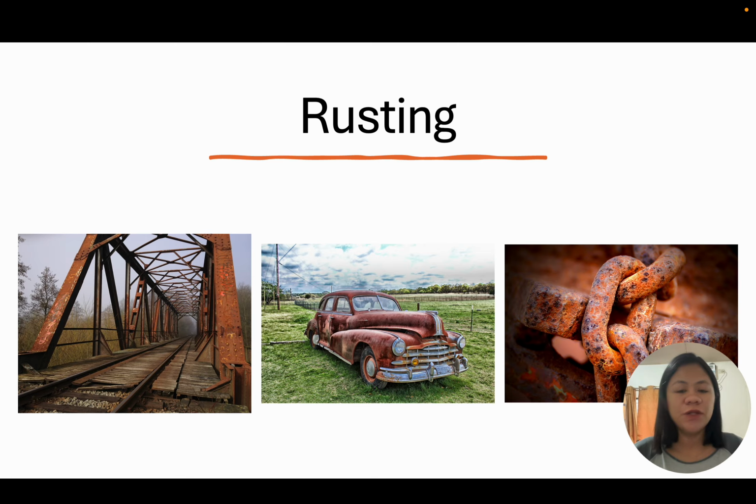And another one is rusting. If we leave our metals in open air, eventually it will lead to rusting. This is an example of a chemical reaction because once the metal undergoes rusting, it will not turn back into a metal again. There will be changes since there is a presence of oxygen.